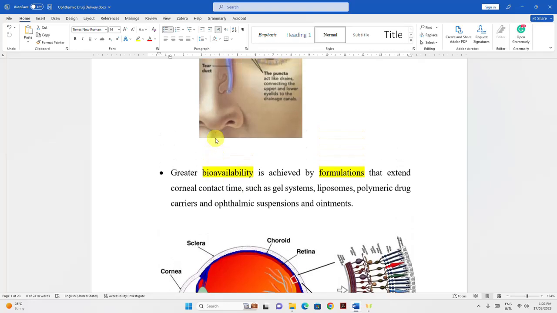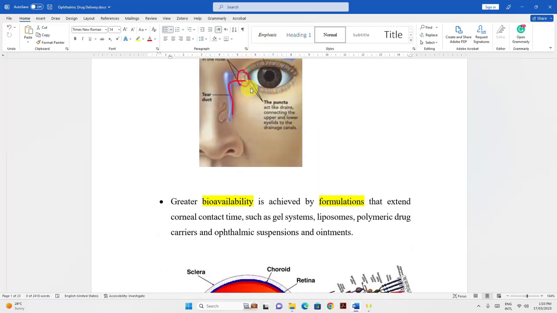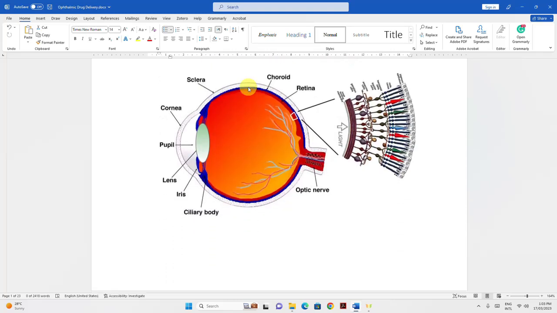That's why, if I want my preparation to stay for a longer time, one of the things we usually do is increase the viscosity. We make the preparation more viscous, like gels, using a gelling agent, through formulations such as gel systems, liposomes, polymeric carriers, making the preparation a suspension rather than a solution, or an ointment rather than a liquid preparation. These things will prolong the residence time on the surface of the eye and make the drainage slower. This is the eye.